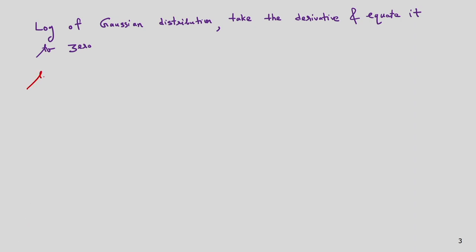Mathematically I can write like this: I am taking the log of this density function of x given mu, sigma, minus d by 2 ln 2 pi. This expression I have already explained in my discussion of Bayesian decision theory.